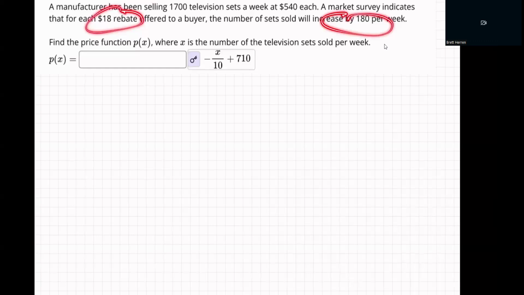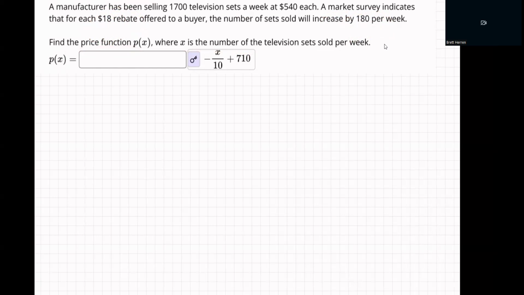Of course, they'll get a little bit lower price. So if they lower it by 18 more, so $36, 18 twice, they'll increase by 180 twice, etc. Every time they lower the price 18 bucks, give an $18 rebate, the number of sets they sell goes up by 180. So let's find the price function where x is the number of television sets sold per week.